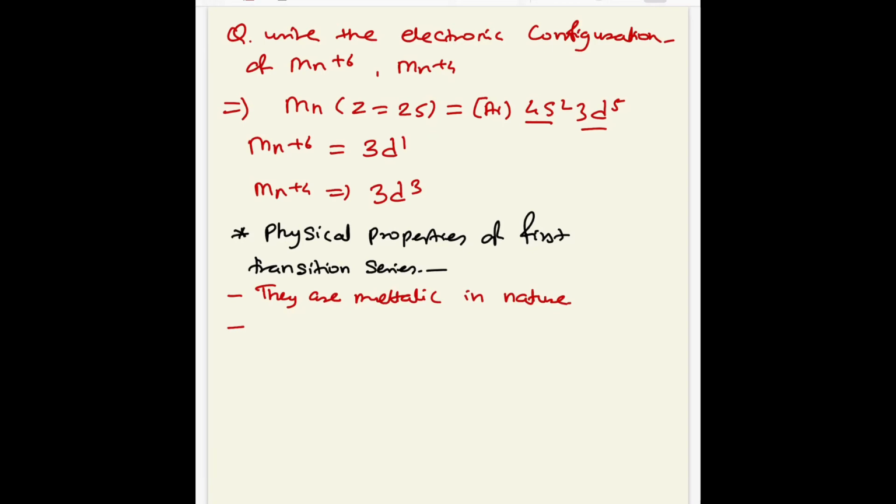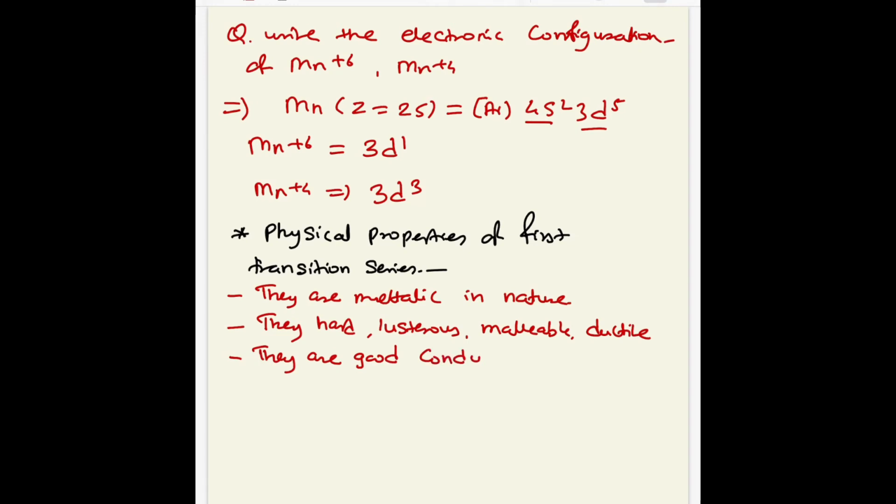The characteristic properties of metals: they are hard in nature, lustrous, malleable, ductile, and they form alloys with other metals. They are good conductors of heat and electricity.